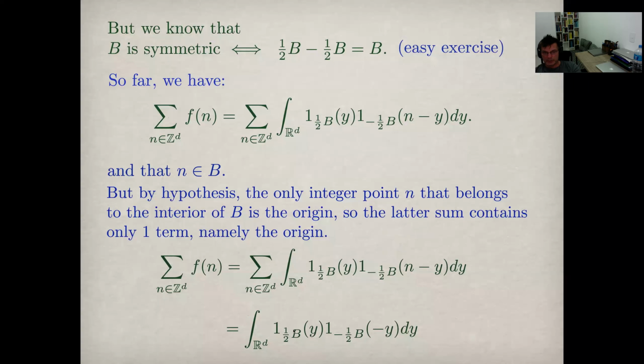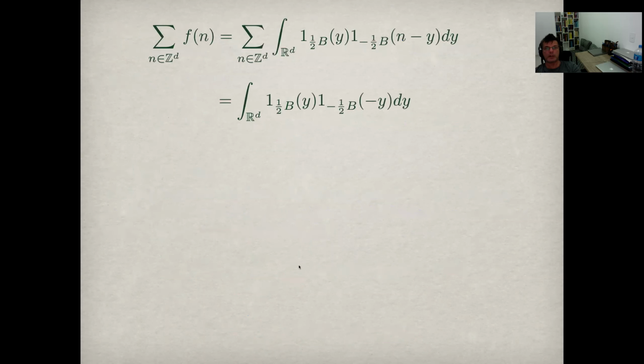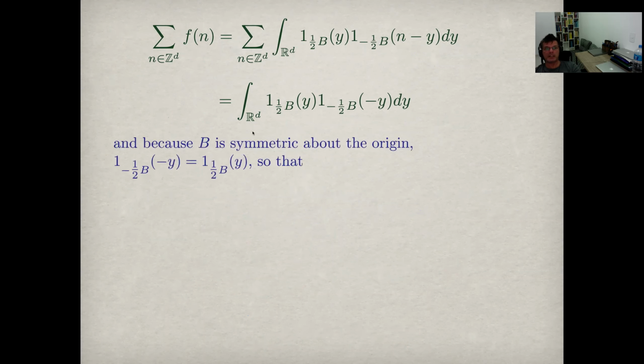Now we notice that these indicator functions are really identical because B is symmetric about the origin. Let's see how that works. So we recapped from the last line. But because B is symmetric about the origin, the indicator function of minus 1/2 B at negative y is equal to the indicator function of 1/2 B at y. And so we can just multiply these together. They're the same. So the indicator function of a set squared is the indicator function of the set. And so we have just this integral over the indicator function. And now this is just the integral of 1 over 1/2 B, which is the volume of 1/2 B. And so that's very nice.